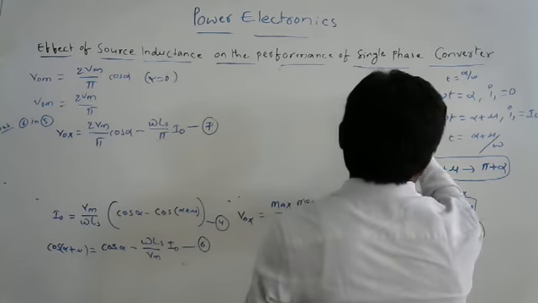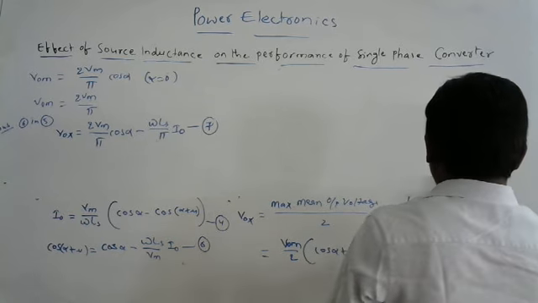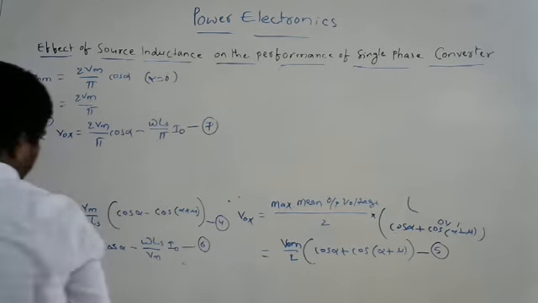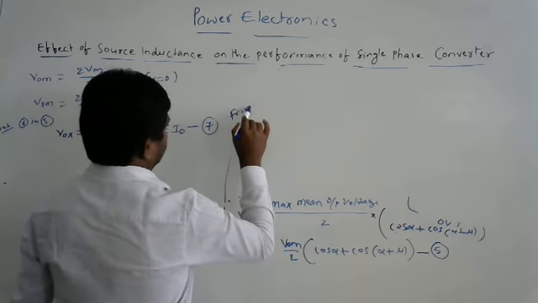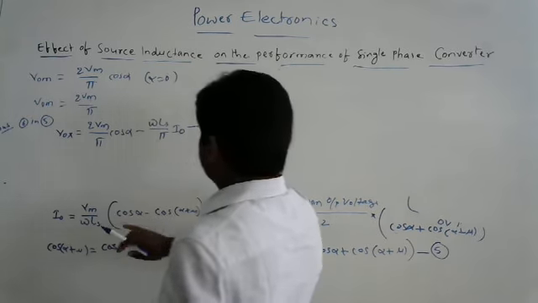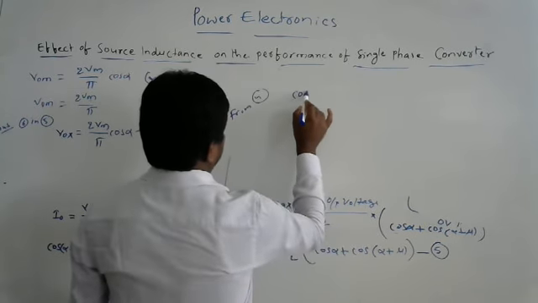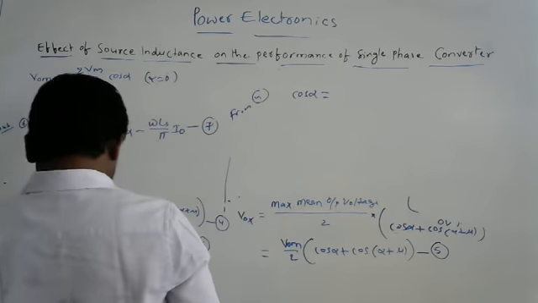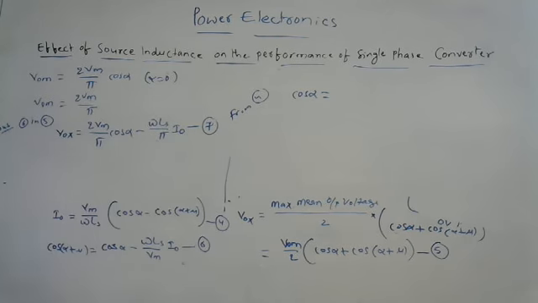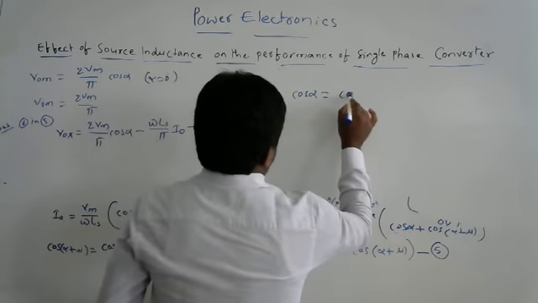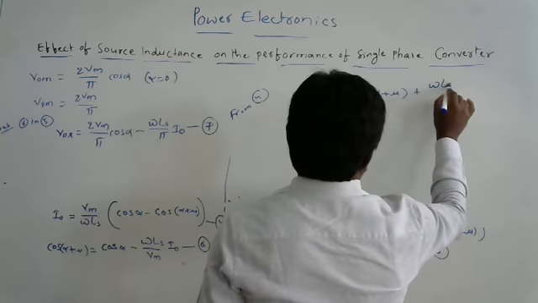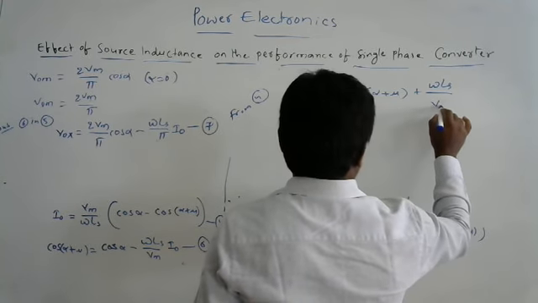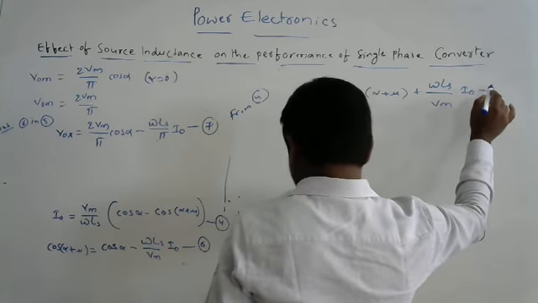And I don't want this also. This is already closed, right? I am taking here again from equation 4. Now what I am doing is, from the 4th equation, I am writing the equation for cos alpha. Then cos alpha will become cos alpha plus mu, right, plus omega Ls upon Vm into I naught. This is equation number 8.